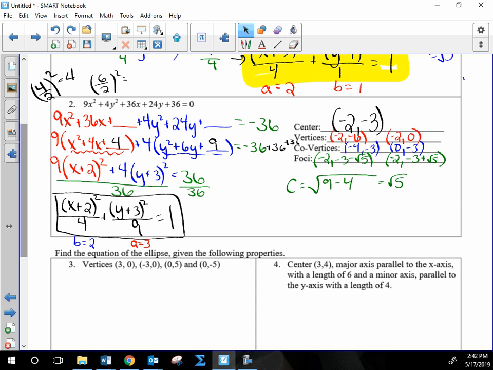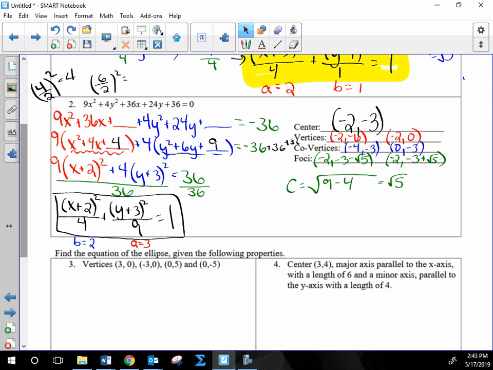Alright, check and see what you got. Center is -2, -3. Vertices are -2, -6 and -2, 0. My A's are with my Y's, so my vertices affect the Y's. Co-vertices are -4, -3 and 0, -3. B is with the X's, so my X's change. My C value was square root of 5.